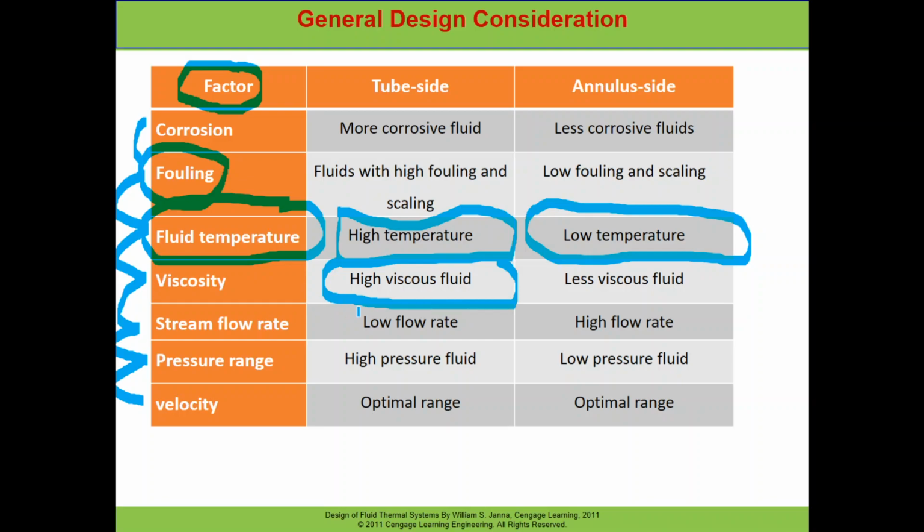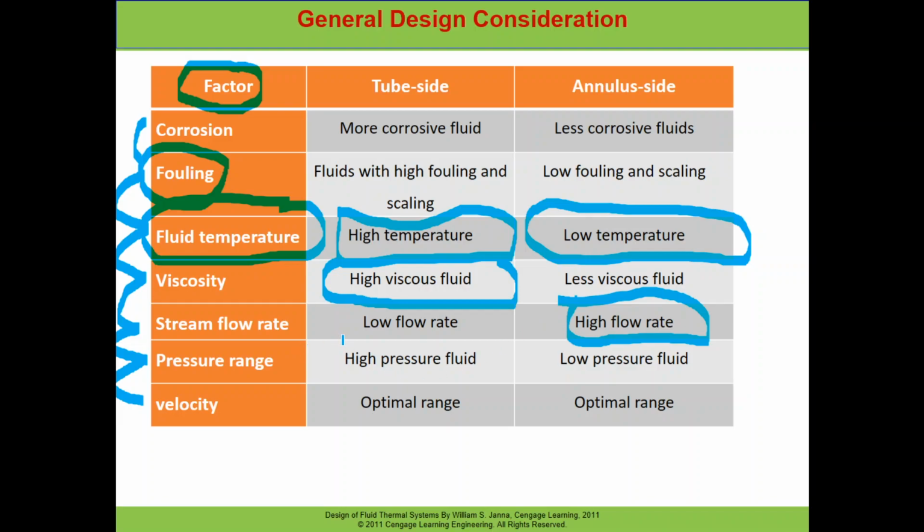Now the flow rate. The fluid which has the higher flow rate should be put inside the annulus, and this is because the cross sectional area of the annulus usually comes out to be more as compared to the cross sectional area of the inner pipe. So the higher cross sectional area can accommodate a higher flow rate.